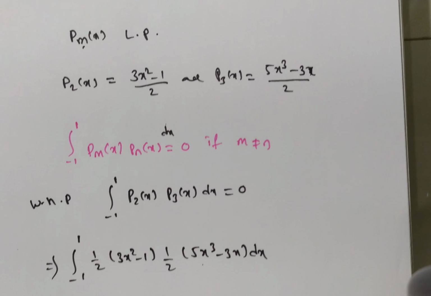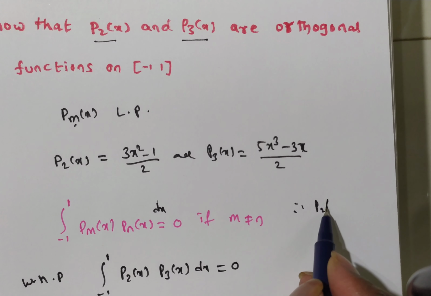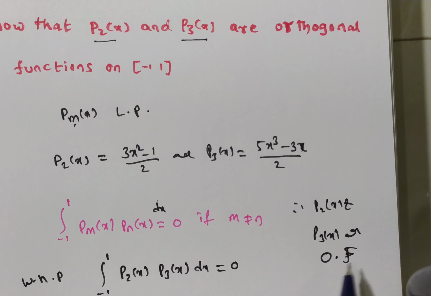So what you can say now? Therefore P2 of x and P3 of x are orthogonal functions. Yes or no? That's it.